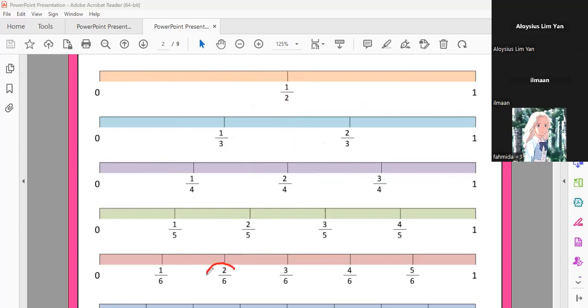I'm going to look at 2 over 6, guys, and I want you to tell me what is the simplified fraction here. Put in chat, please. Very good, Aloysius. Very good, Hajita. Good, Ilman. 1 over 3. Look, it matches exactly with 1 over 3. So 2 over 6.